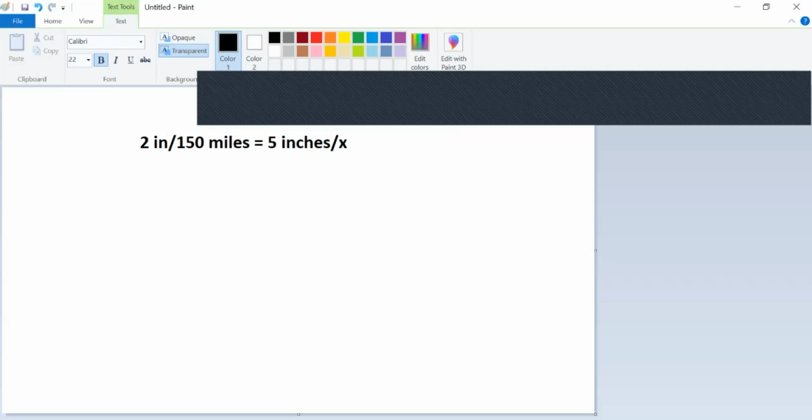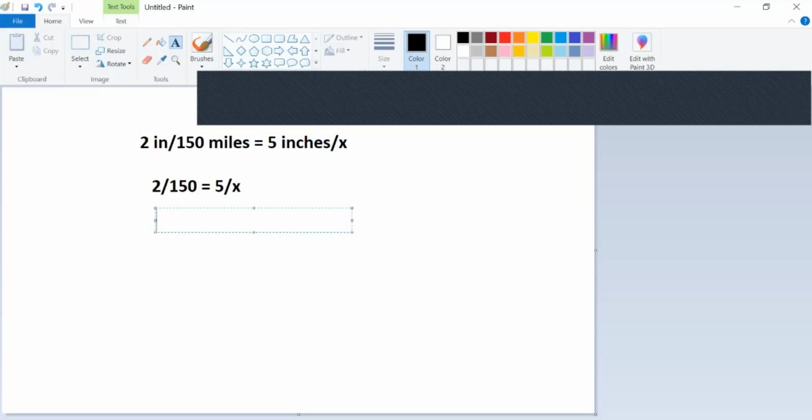So to make it simpler, it's 2 over 150 is equal to 5 over x, right? Now we're going to solve for x. Same idea. We're going to have to multiply both sides. I'll put this in notation form. Just a minute, sorry. Bear with me.